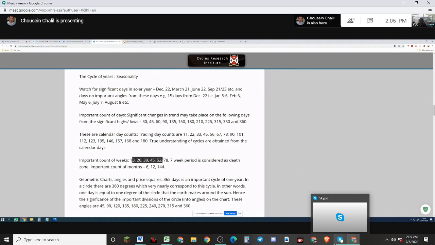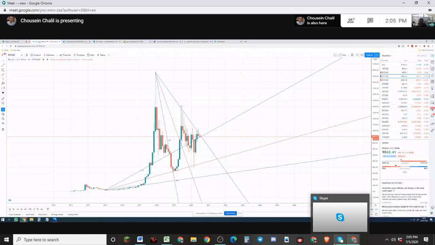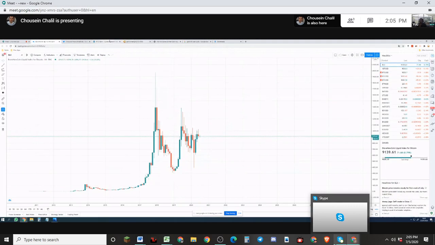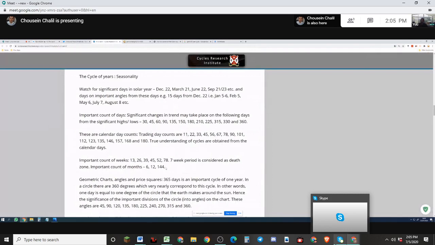And this is weekly and monthly. Now I'm going to show you the monthly, because it's the easiest. Go back to that screen for a second, I want to make sure I understand. Pretending I know nothing here, the important count of weeks in a cycle is 13, 26, 39, and 45 weeks. Do those weeks signify an important movement up or down? It could be a top, it could be a bottom. I will show you, and you might be surprised.